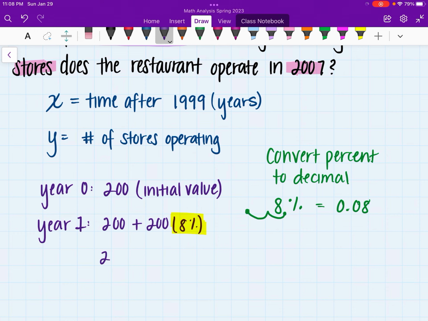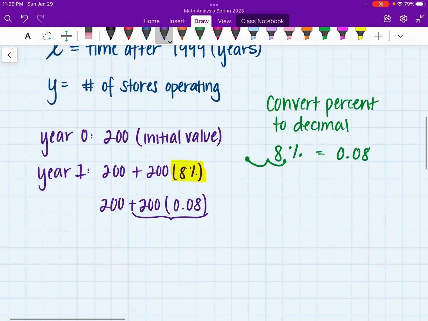So let's go ahead and express that at the bottom. That's 200 plus 200 times 0.08. All right. Now, from there, if I want to talk about year two, now I have to consider this one and then take that 0.08 and multiply it in. But in this case, I'm actually going to go ahead and create an equation with this information.